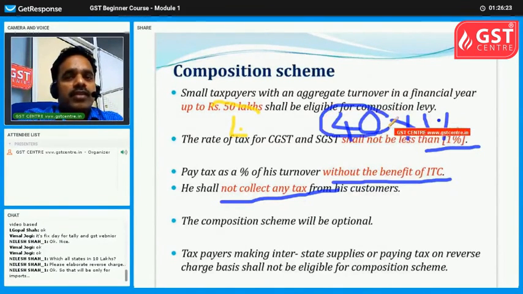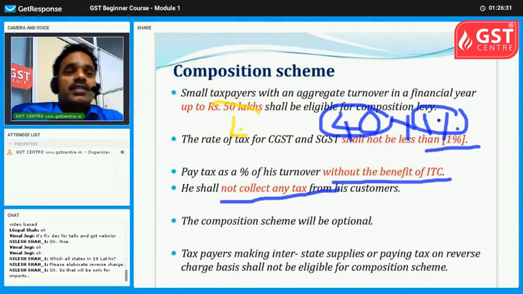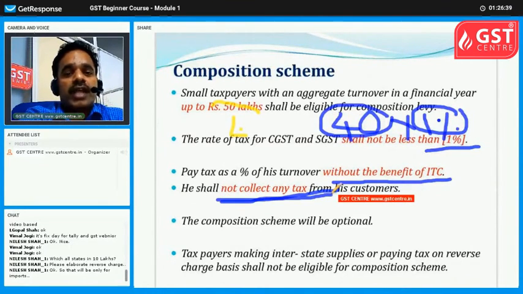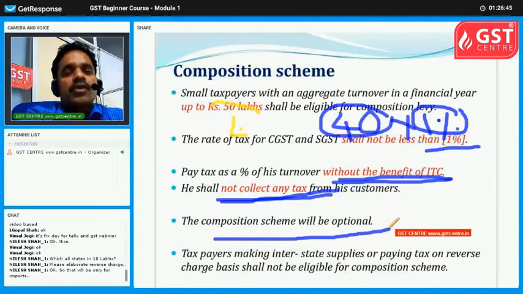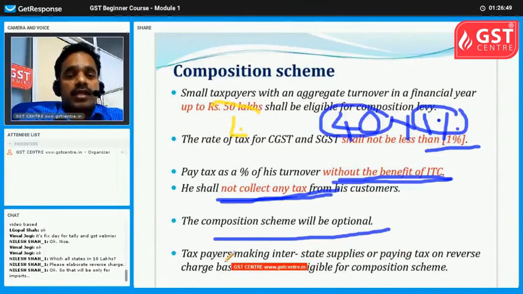Okay. If his aggregate turnover is 40 lakhs, he has to just multiply with 1%. That is the notified rate, whatever it may be. Now, as of now, 2.5% is fixed for manufacturers and 1% for dealers. So that is to be directly paid to the government. And he should not collect any tax from the customers. And he cannot deduct any ITC. The composition scheme will be optional. The customer and the business person can decide.